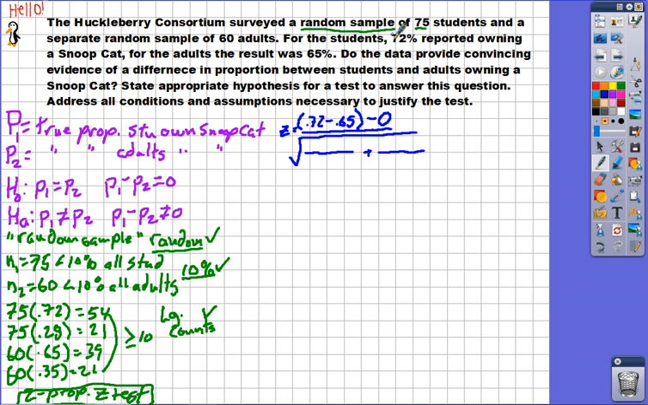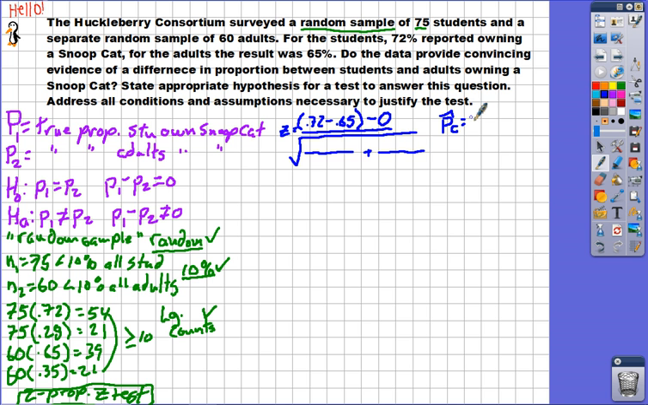Because what's p hat between 72 and 65 with the sample size of 75 and 60? That's what we have to figure out. We have to figure out p hat combined, and sometimes it's called pooled. So this is all because we're doing a hypothesis test. We assume there is no difference.